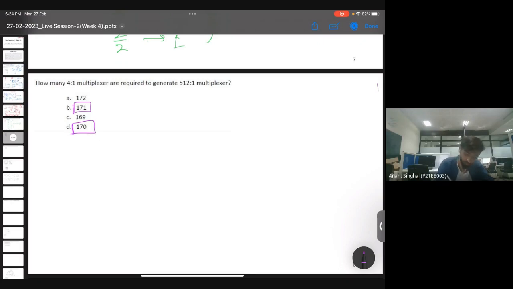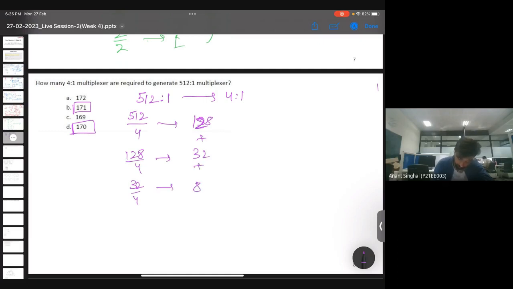Okay, let me try to solve it now. I'll let you know what is the problem. So we will have to make 512 cross 1 from 4 cross 1. So we'll start with 512 and divide it by 4. So it will be nothing but 128. So 128 by 4 will be nothing but 32. Then 32 by 4 will be nothing but 8. Then 8 by 4 will be nothing but 2. Then 2 by 4 will be nothing but half.